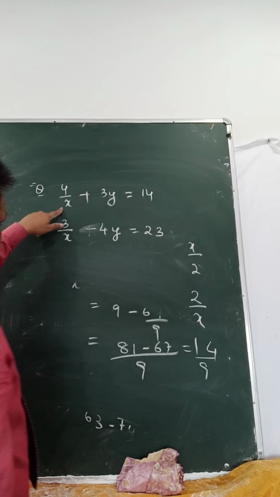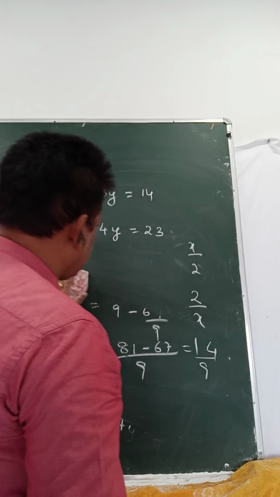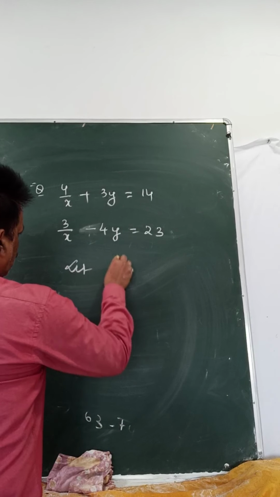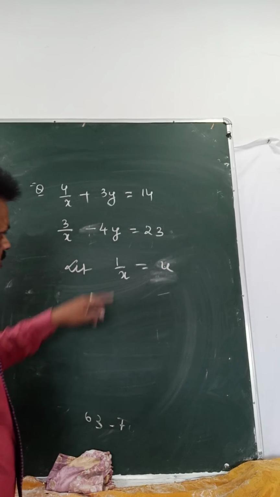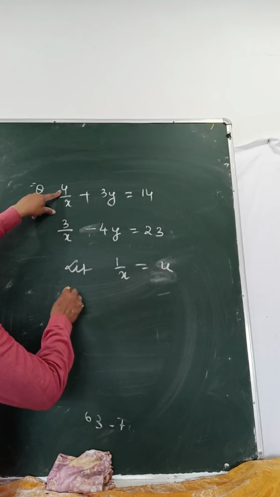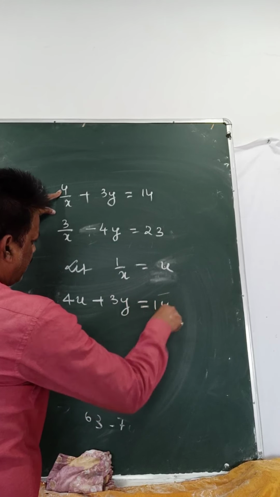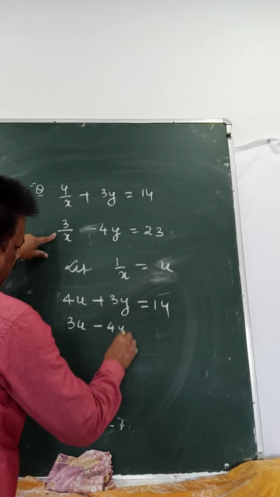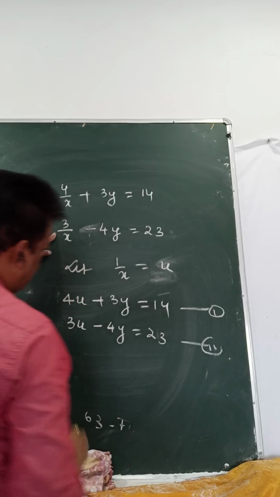So look at here, 1 upon x, here 1 upon x, x in the denominator. So what we'll do is, we'll write, let 1 upon x equals u. So 1 by x we take as u. So 1 by x is u means this will be 4u plus 3y equals 14. This will be 3u minus 4y equals 23. This is first, this is your second. So find out here.